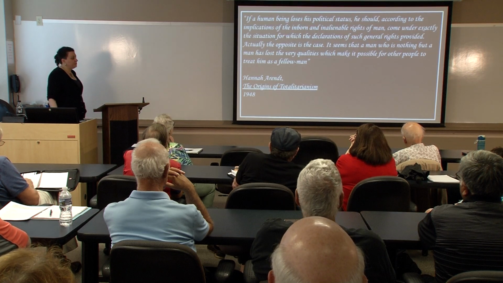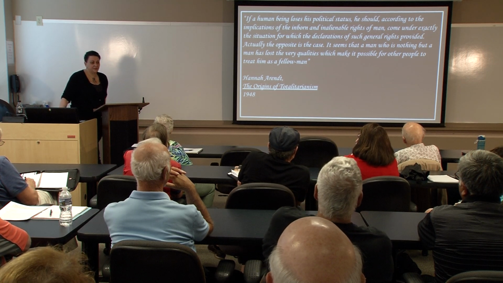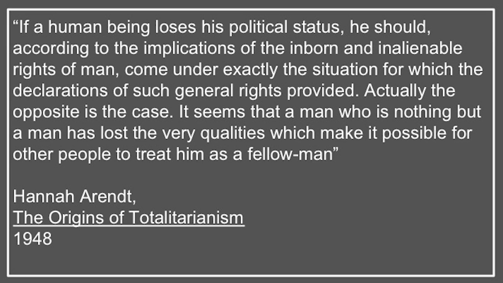So this is a quote from philosopher Hannah Arendt from her famous book, The Origins of Totalitarianism. If a human being loses his political status, he should, according to the implications of the inborn and inalienable rights of man, come under exactly the situation for which the declarations of such general rights provided. But actually the opposite is the case. It seems that a man who is nothing but a man has lost the very qualities which make it possible for other people to treat him as fellow man.